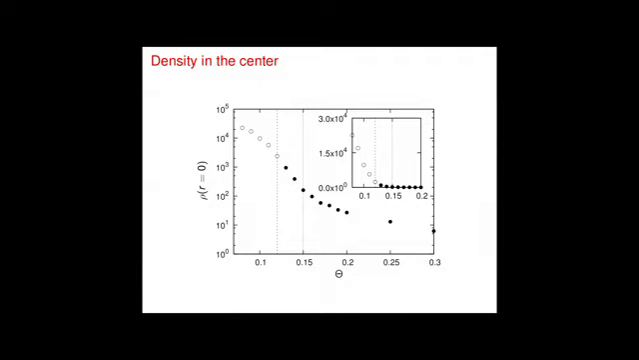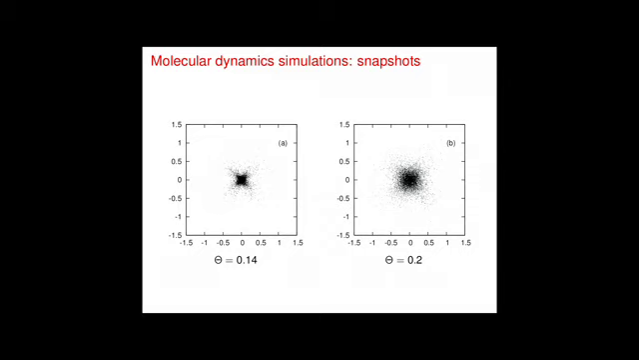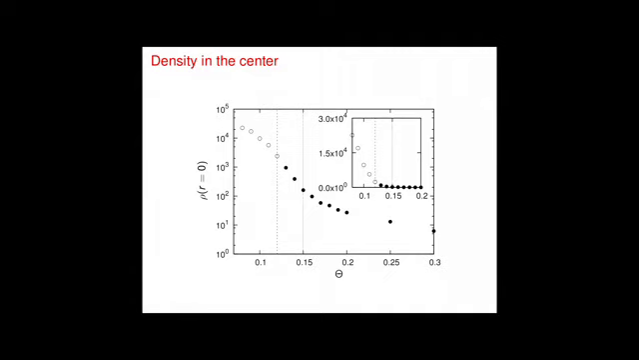So the idea here is to try to identify if there is a phase transition or not. Here we have measured the density at the origin, so the density at the center of the system. We see that for quite large temperatures it is more or less a constant. This is in log linear scale. It arrives at some point, between 0.12 and 0.15, at which it increases a lot, and we estimate that the transition is in this region.